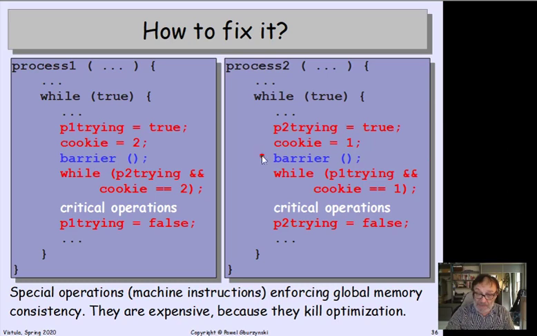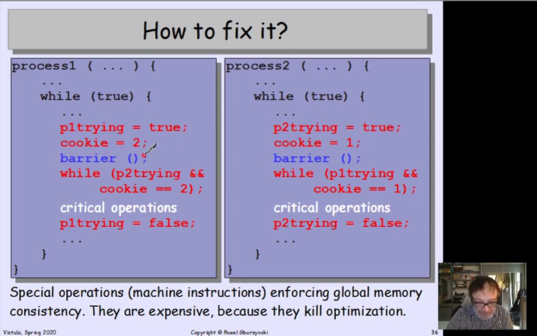I represent the relevant hardware requisites with this barrier operation. This isn't any operation you can automatically find in your favorite programming environment. It just represents the tools that you have to look up on the system on which you are doing your work. But they basically amount to this.